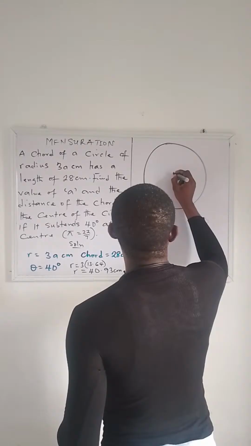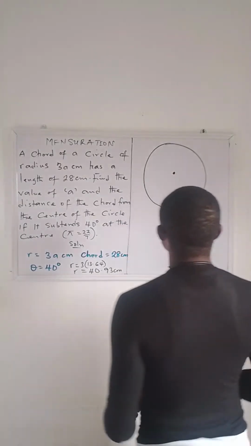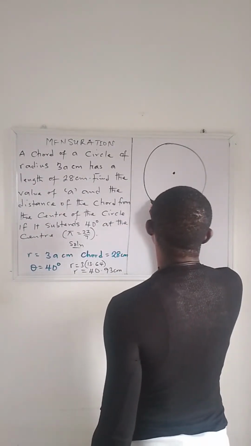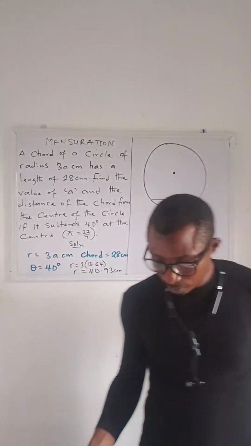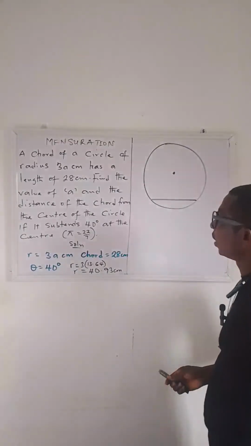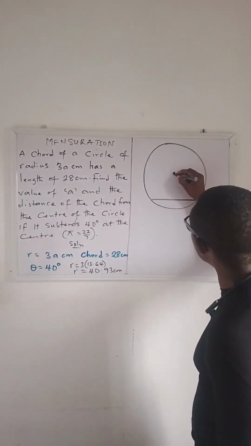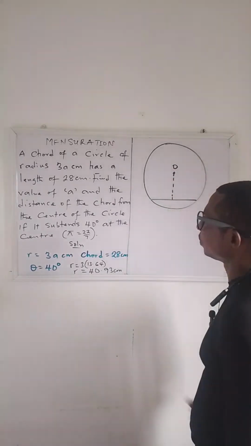So this is the center of the circle. All right, so we have a chord. Now, can you see the chord now? Okay, so now let's see. We want to get the distance here. Don't forget this is 0.